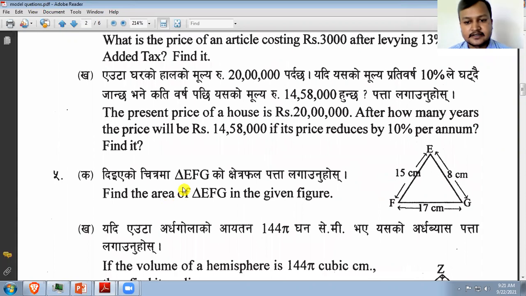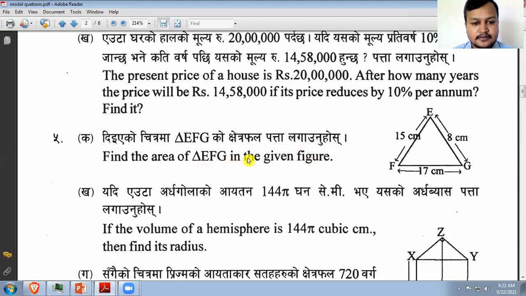Price after T years is equal to P times (1 minus R by 100) to the power T. Now in that, we have to put the final price PT here: 14,58,000 is equal to 20 lakh times (1 minus 10 by 100) to the power T, and from that you will easily get the value of T. And in 5A it is said to find out the area of a triangle.